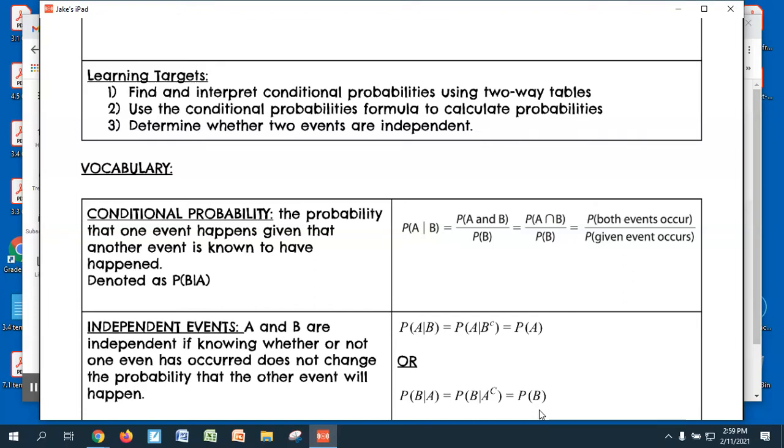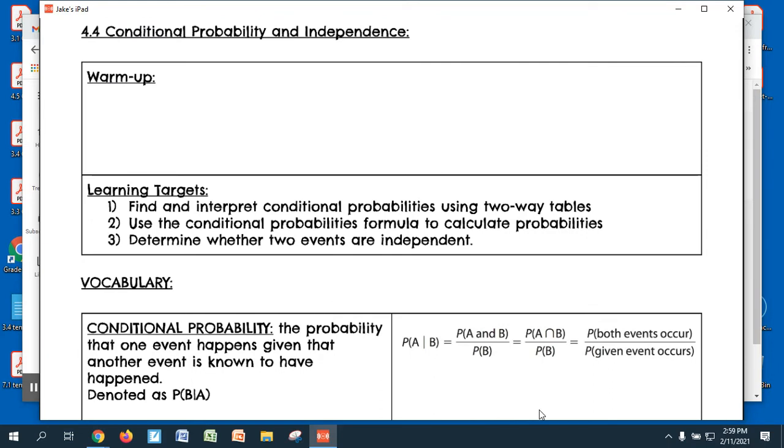All right, hello everybody. This is the lesson video for section 4.4. 4.4 is all about two things: conditional probability and independence.